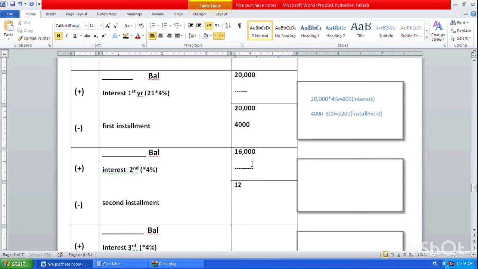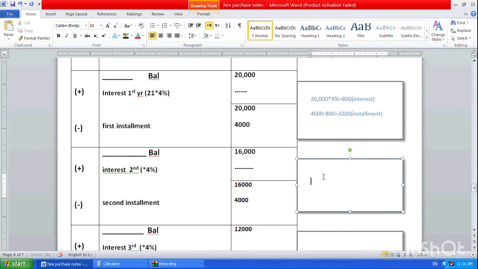Now 16,000, balance same as 16,000. Now second installment is 4,000. After deducting this 4,000 we are getting 12,000 as a balance. Okay, here 16,000 into 4%.